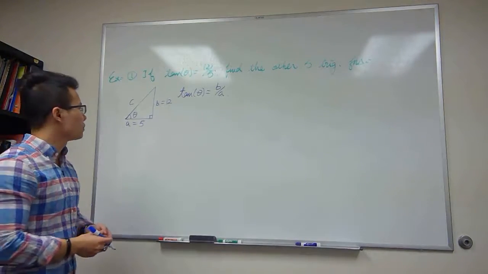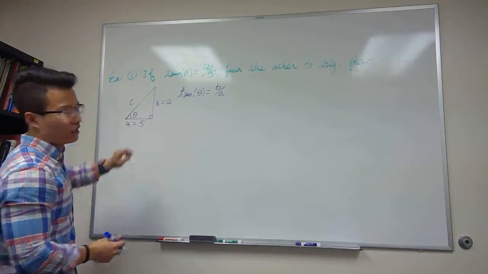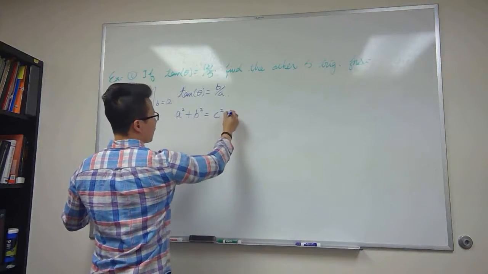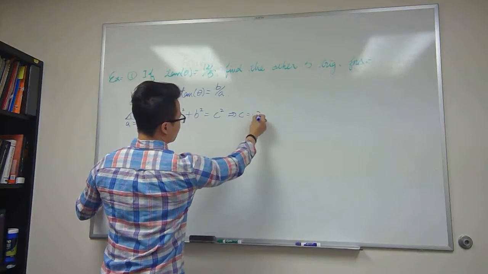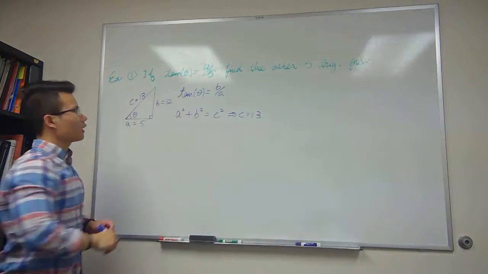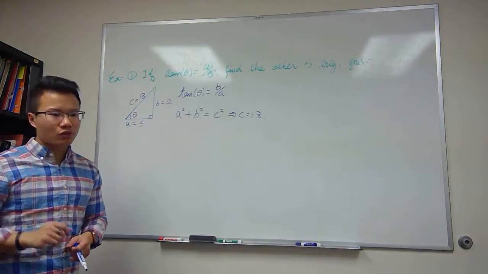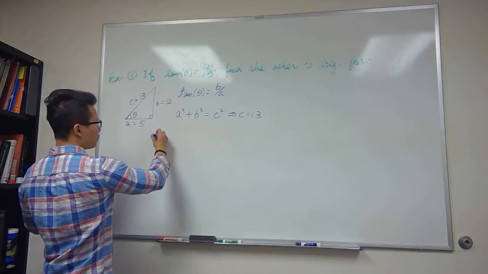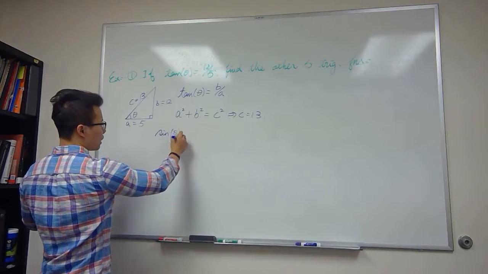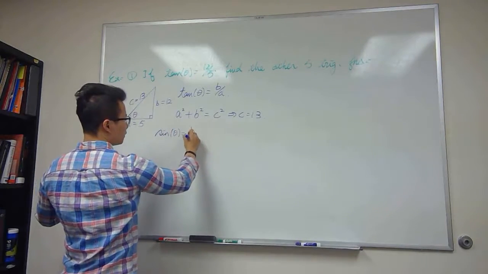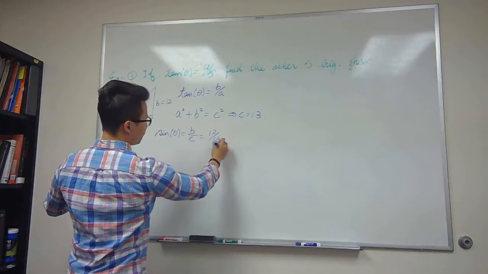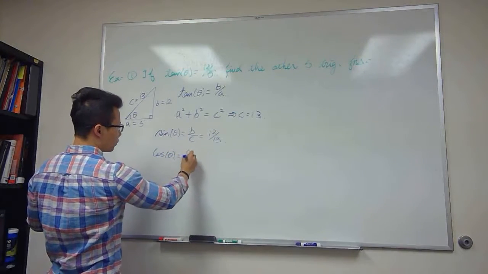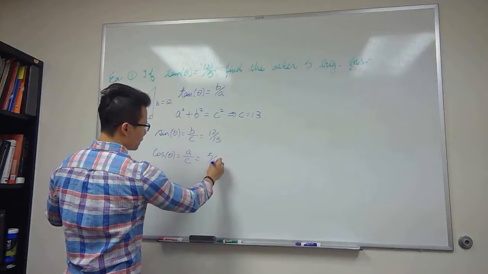Then we can use the Pythagorean theorem to figure out the last length in here, which is A squared plus B squared equals C squared. If you do the calculation, C turns out to be 13. Then we just follow our formulas like what we did. Sine theta equals B over C, which is 12 over 13. Then cosine theta is A over C, that is 5 over 13.